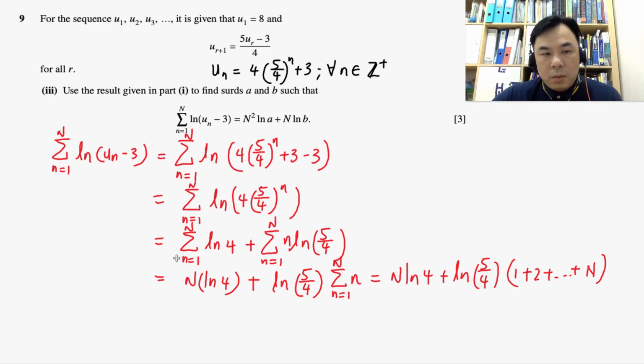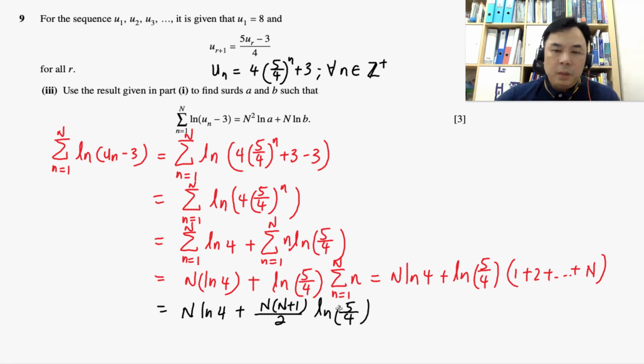And then we can summarize this as n ln 4 plus, this is an arithmetic sequence, sorry, an arithmetic series, with a standard formula for the sum. Therefore, we can write it down as n times (n plus 1) over 2. That is the summation for the arithmetic series, times ln 5 over 4.